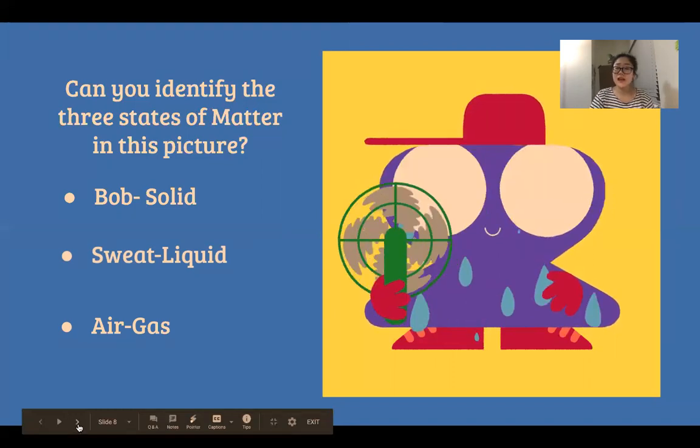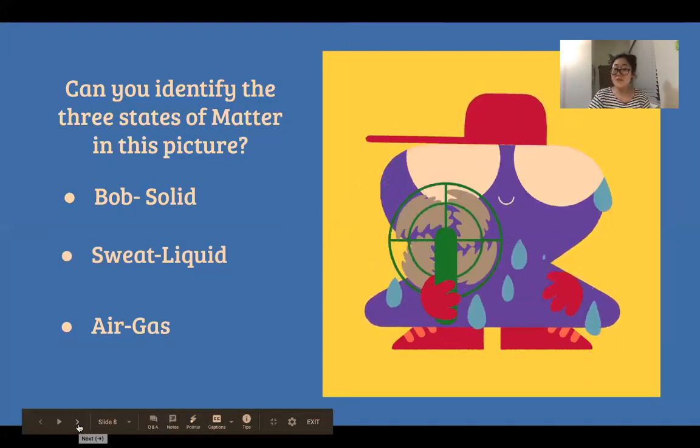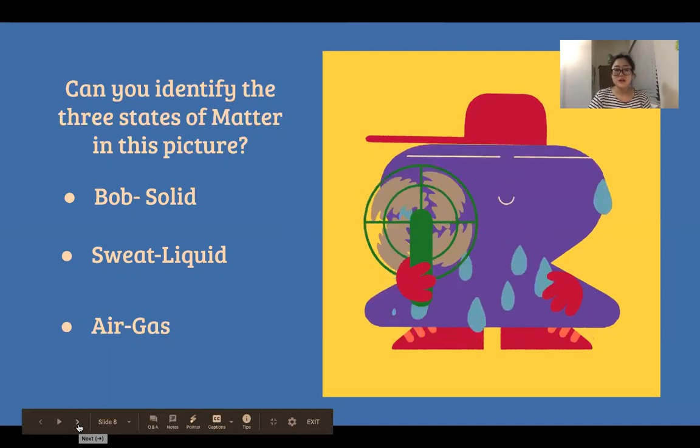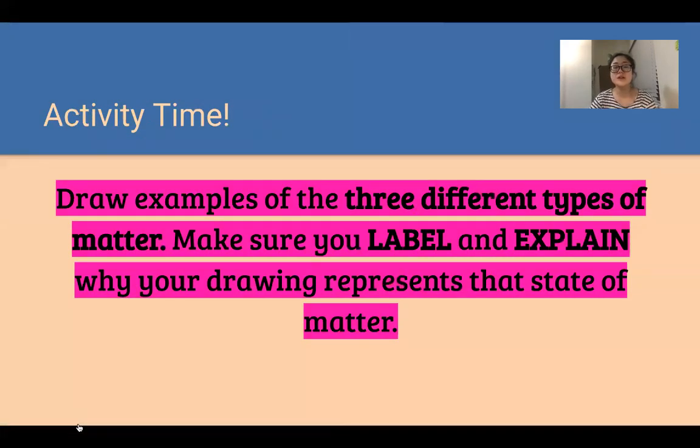All right, and so that concludes our matter lesson. So what we would like for you to do is to draw examples of the three different types of matter that we just learned today. Make sure you label and explain why your drawing represents that state of matter.